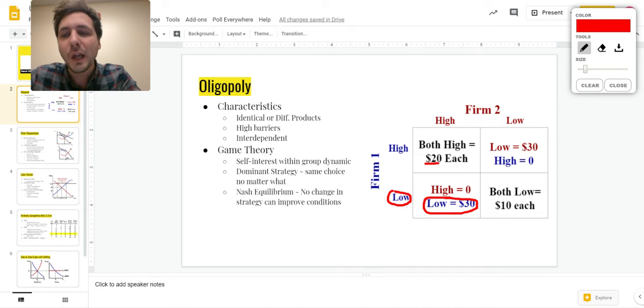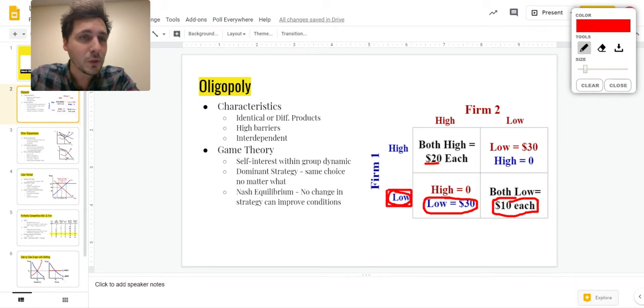If firm 2 prices low, so now we're holding this constant, if that's the reality, should firm 1 price high and get 0 or price low and get 10? And the answer is low. So what is firm 1 going to do? Firm 1 is going to price low. That is a dominant strategy. Doesn't matter if firm 2 is pricing high or low. In both scenarios, firm 1 is going to price low.